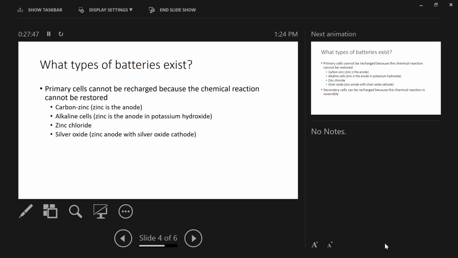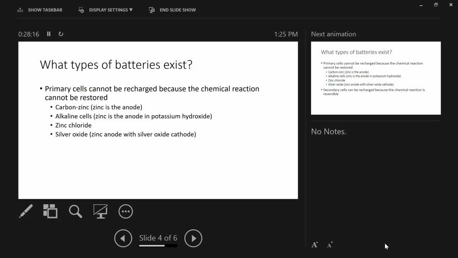Yeah, Josh. What's the cathode of the alkaline cells? Of the alkaline cells? That's a good question. Usually it's still carbon, but it can be a number of different materials. And then chloride, of course, would be chlorine. That's the cathode there. Yeah, in alkaline cells, usually it's still carbon. That's the cathode. It's just a different electrolyte.